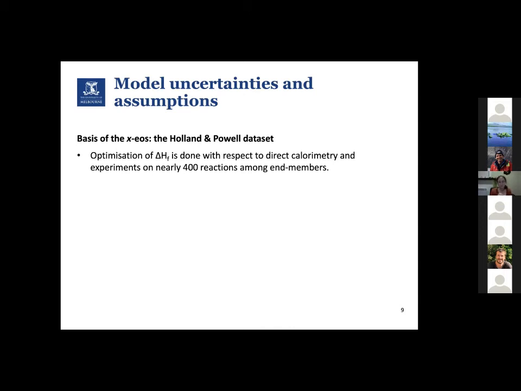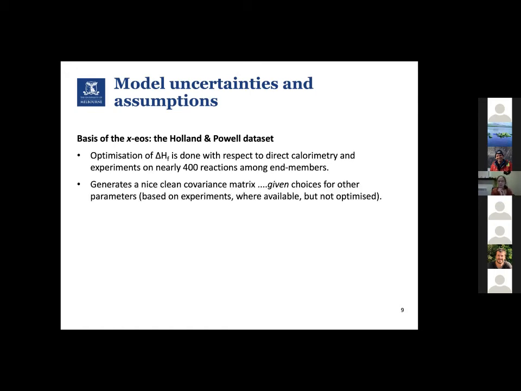So there's an optimization of the enthalpy of formation of the end members from the elements, which is done with respect to direct calorimetry, and also a very large database of experiments on reactions among end members. And this produces a nice clean covariance matrix. Although even then one should note, because we're interested in the huge complexity ultimately of the uncertainty structure in this problem, that this nice clean covariance matrix depends on the choices made for other parameters, which in the Holland and Powell data set are not optimized. They are based on experimental information where that exists, which is for many end members, but they are not actually optimized because that would make the problem, again, intractable. There's not really enough information to do this meaningfully, it's felt.